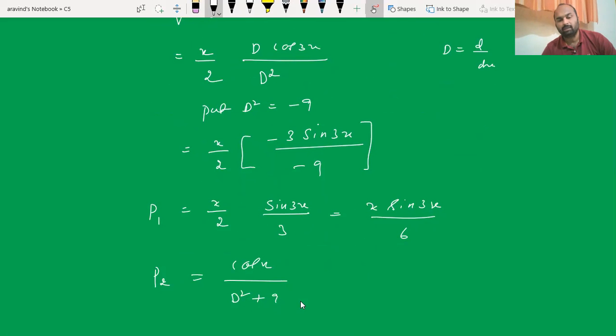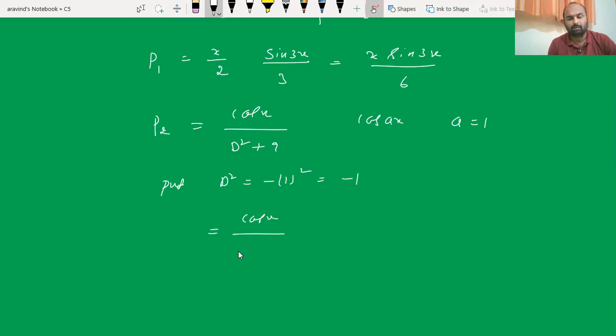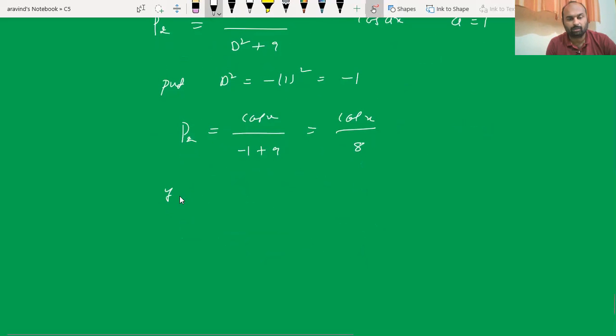Now P2 is cos x by (D square plus 9). Now cos x means a becomes 1. So what is the substitution? If you compare with cos ax, a becomes 1. So therefore put D square is equal to minus 1 square, so it will be minus 1. So it becomes cos x by minus 1 plus 9, so that it is cos x by 8. This is P2. So therefore, now we'll combine that particular integral. That is 1 by 2 into x sin 3x by 6 plus cos x by 8.